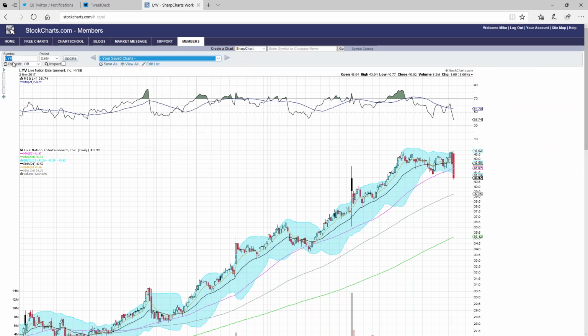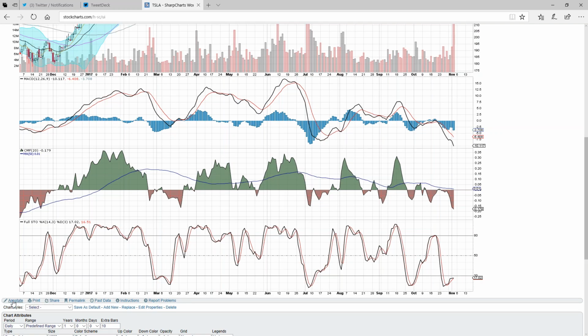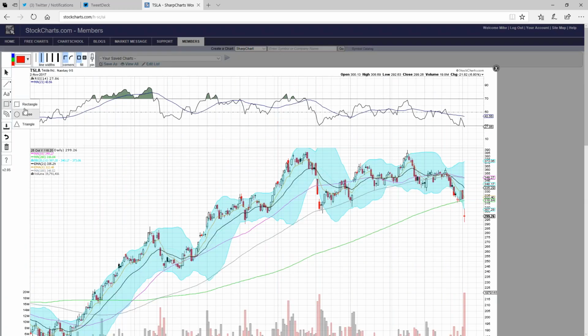Tesla, so Tesla, to me, it's a tough name. To me, it's still a potential head and shoulders chop that is triggered. So left shoulder, head, right shoulder.